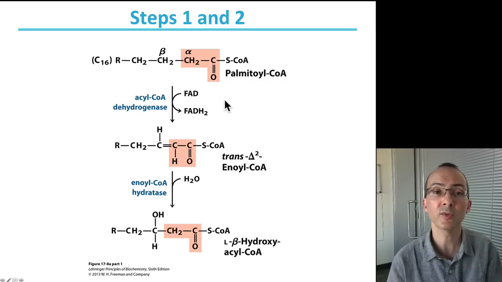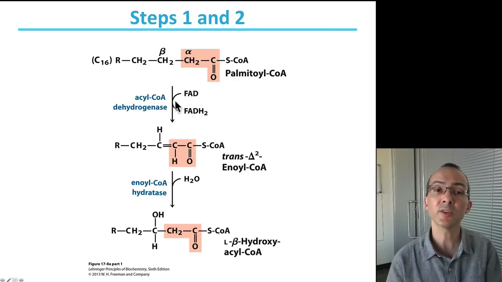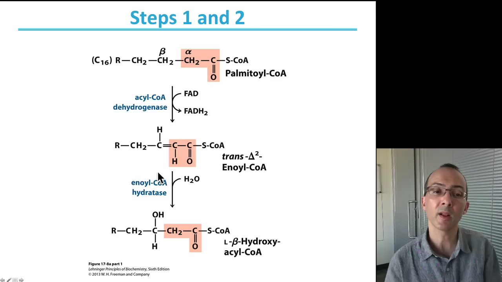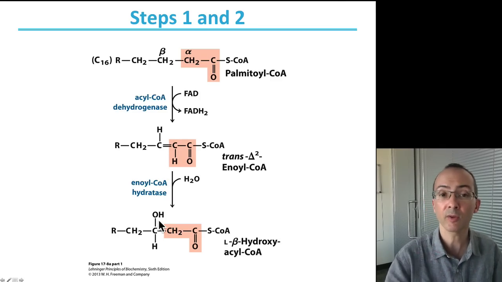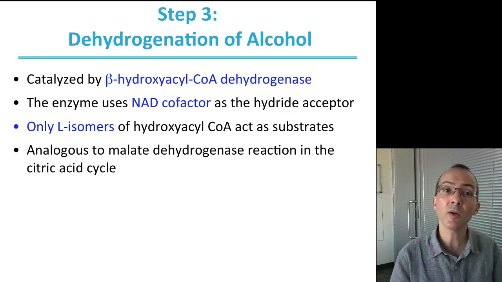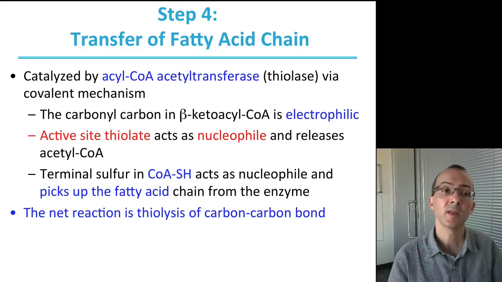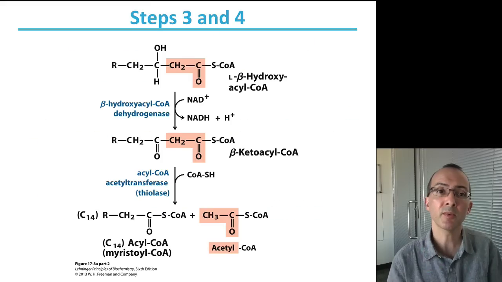So let's look at those 2 reactions here. First is the dehydrogenation reaction, where we introduce a double bond here in the alpha-beta position, FAD dependent, and then the next step is addition of a water molecule here to the 4 position, creating a beta-hydroxyacyl-CoA. Now steps 3 and 4 are oxidation of that alcohol to make the ketone, and then the carbon-carbon bond cleaving reaction. So let's look at those 2 steps shown here.